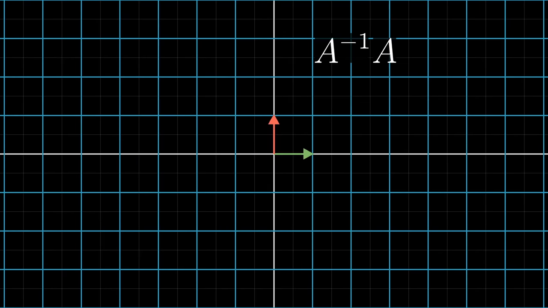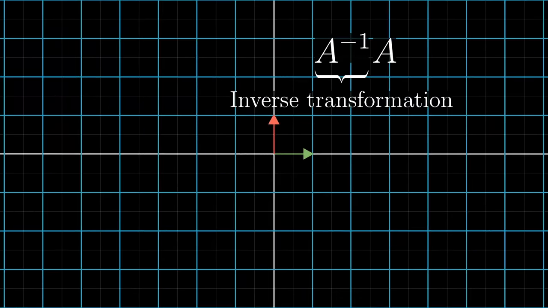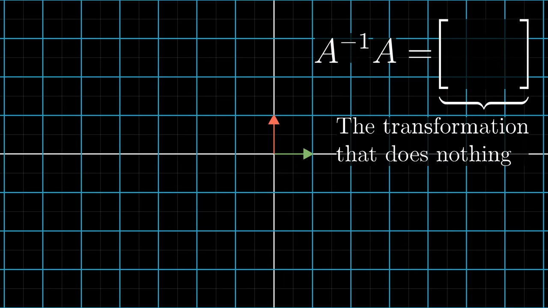In general, A inverse is the unique transformation with the property that if you first apply A, then follow it with the transformation A inverse, you end up back where you started. Applying one transformation after another is captured algebraically with matrix multiplication. So the core property of this transformation A inverse is that A inverse times A equals the matrix that corresponds to doing nothing. The transformation that does nothing is called the identity transformation. It leaves I hat and J hat each where they are, unmoved, so its columns are 1, 0 and 0, 1.